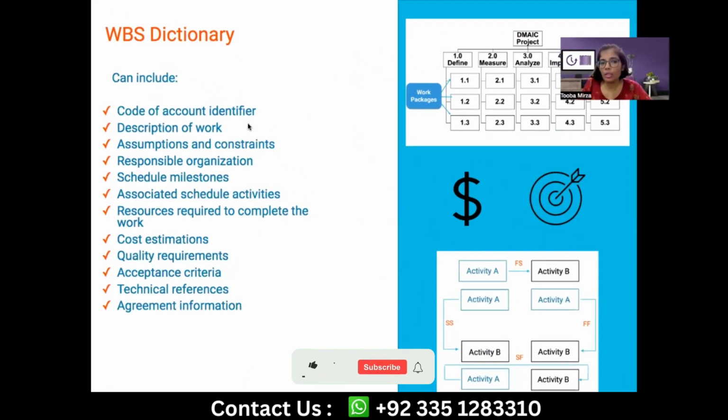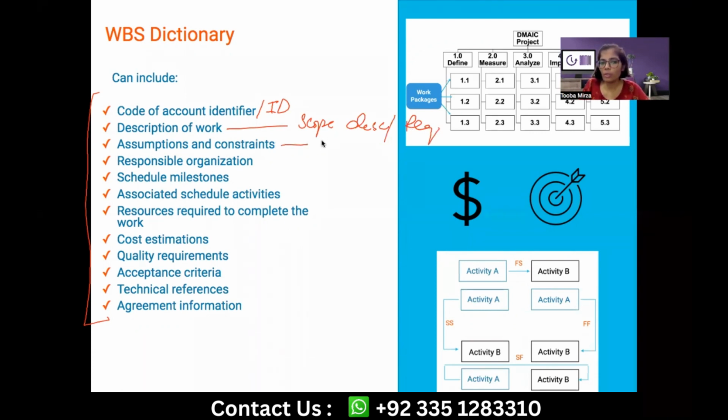WBS Dictionary can have all of this, and actually even more than this. Code of account identifier, which is an identifier or ID. So this is definitely needed. Description of work, which is nothing but the scope description or the requirement description. Assumption and constraint, which is again coming from the scope statement with respect to that deliverable, if that applies. And this is also related to scope.